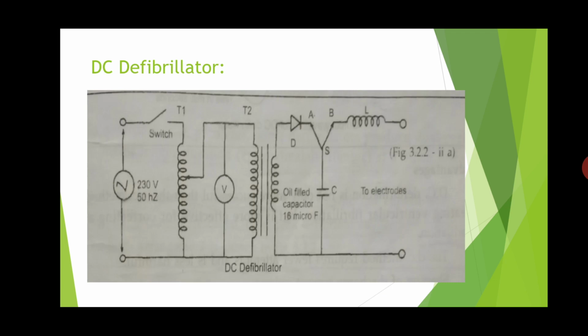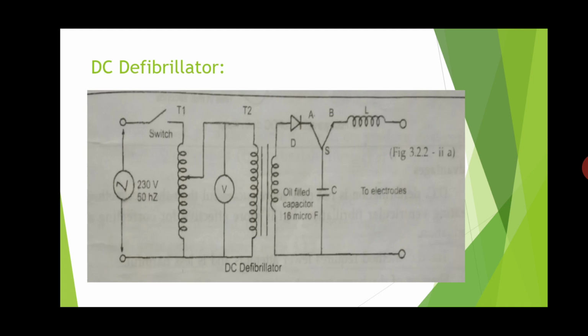So whenever the switch is at A point, then from the secondary of the transformer, the capacitor starts to charge, and that capacitor is charged up to the maximum voltage of the secondary. During the positive half cycle only, the diode is in forward bias. So at the output of the diode, we are getting only positive voltage, and using that positive voltage, the capacitor will be charged up to the maximum value.